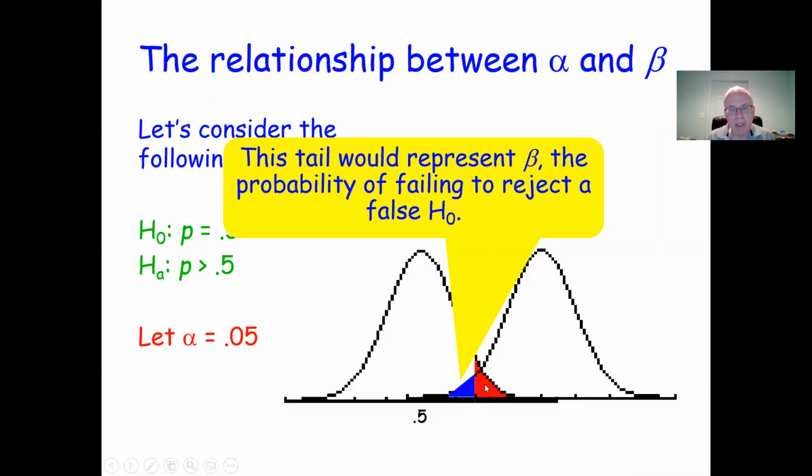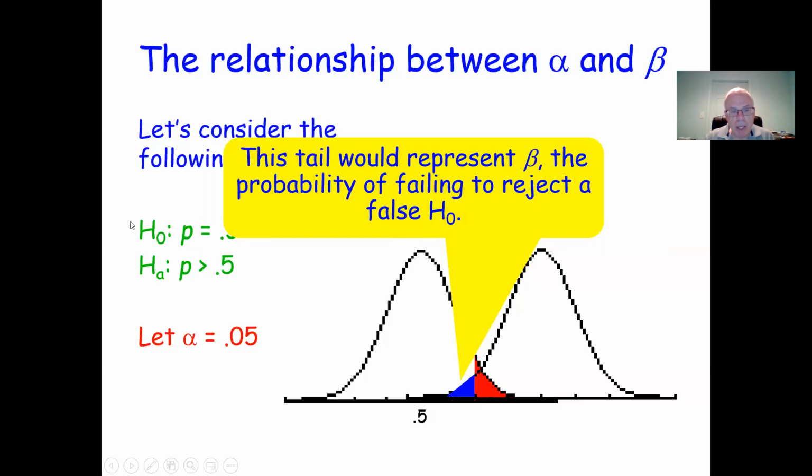So the red represents the probability of a type 1 error. We're assuming that the middle of this curve is 0.5. We're assuming H naught is true. And so the red represents the probability of a type 1 error.